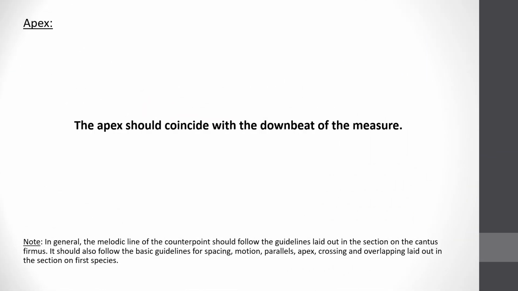It is preferable for the apex to coincide with the downbeat of the measure, since this is the strong pulse. Due to an increase in the number of notes in second species, you may write one secondary high point. This may occur either before or after the primary apex.